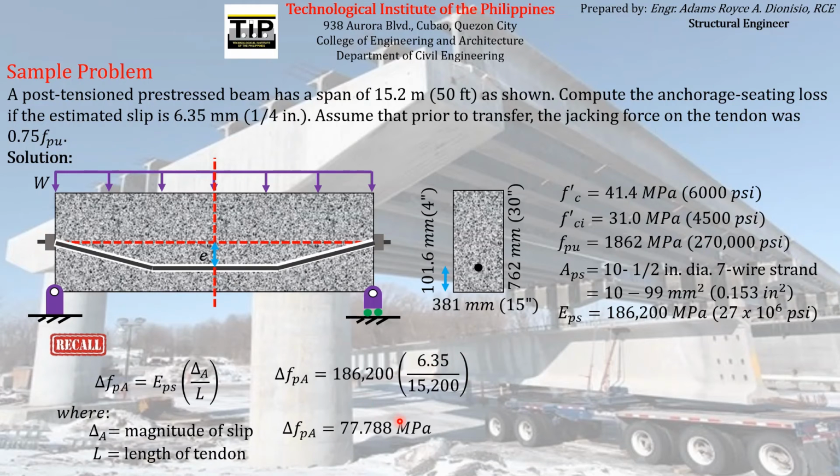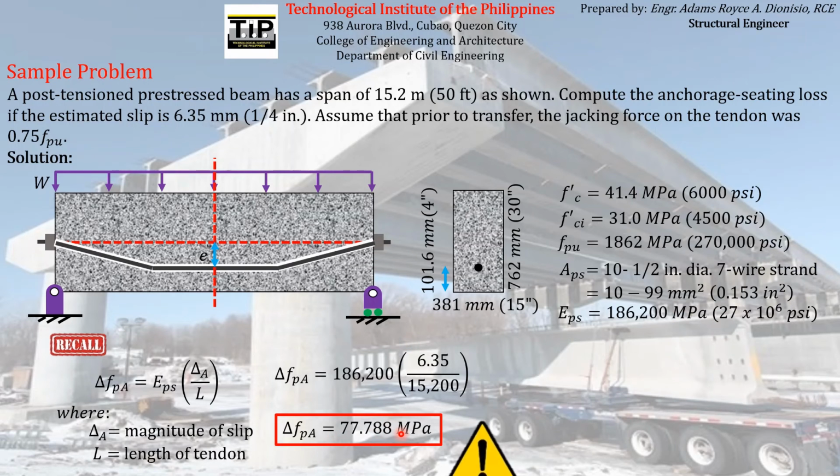So by computing that, we can compute that the magnitude of the expected loss or pre-stress loss due to anchorage seating is just equal to 77.788 megapascal. So you can expect that at transfer or prior to transfer, the pre-stressing reinforcement will experience a loss of pre-stress with a magnitude of 77.788 due to the slippage of the anchors.